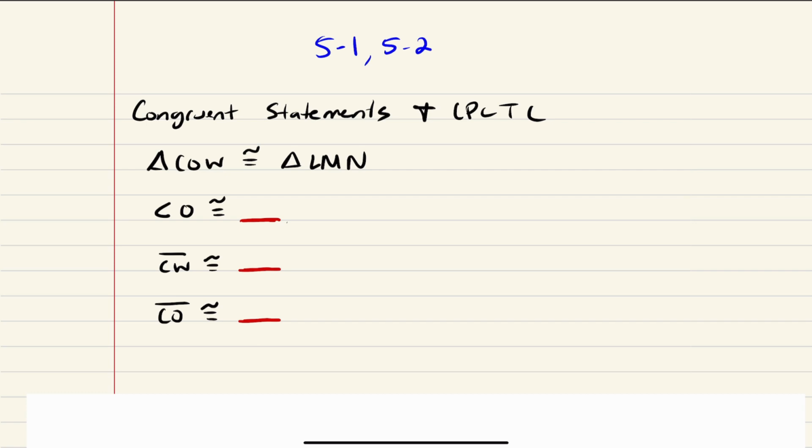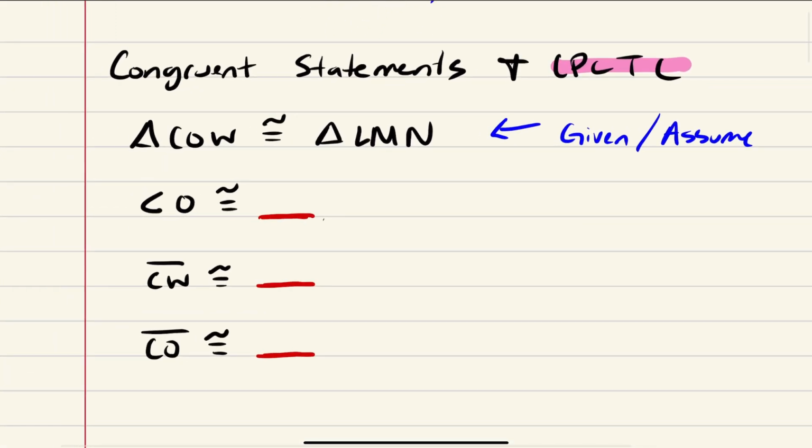So if I have these two triangles, we'll call them triangles COW and LMN, well, this here is your given. It's something that you can assume because right off the bat, we're given a statement where these two triangles are congruent. And if these two triangles are congruent, you're going to apply CPCTC, which stands for corresponding parts of congruent triangles are congruent. So, let's go ahead and take a look at these examples over here.